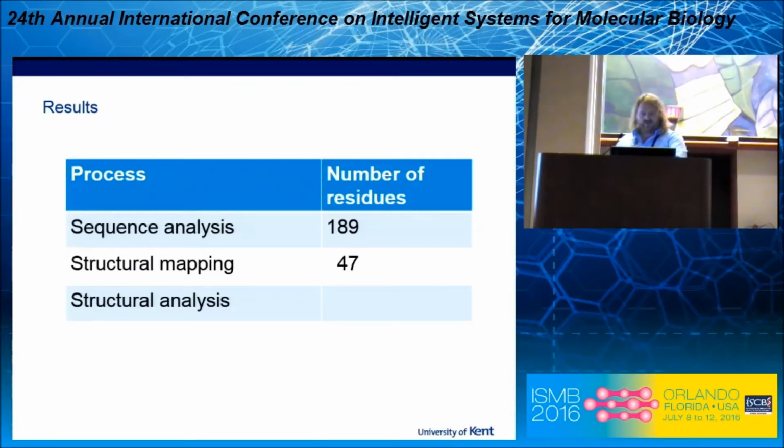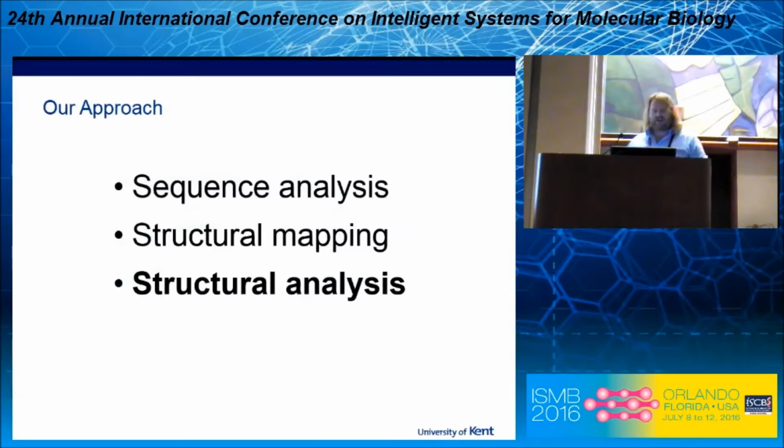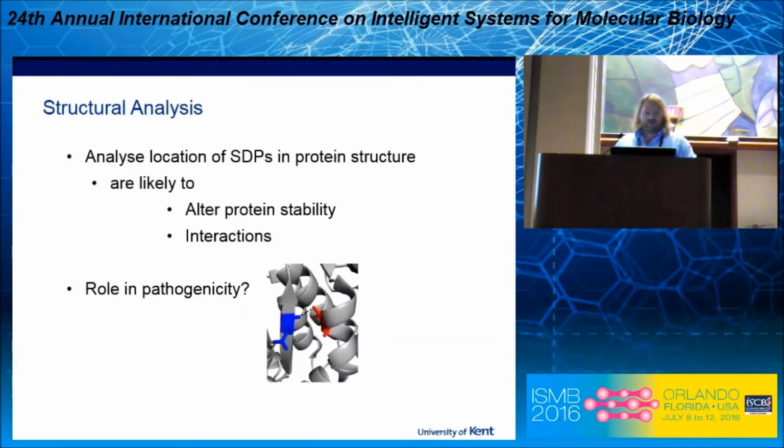So now that we have those 47, we want to analyse those structures. So where in this protein structure are the STPs? Are they likely to alter protein stability? Are they likely to have an effect on protein-protein interactions? And then if they do, can we suggest a role in pathogenicity?